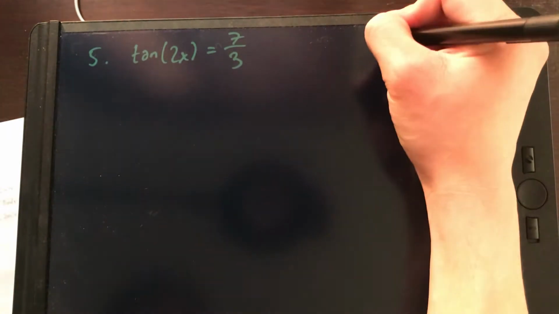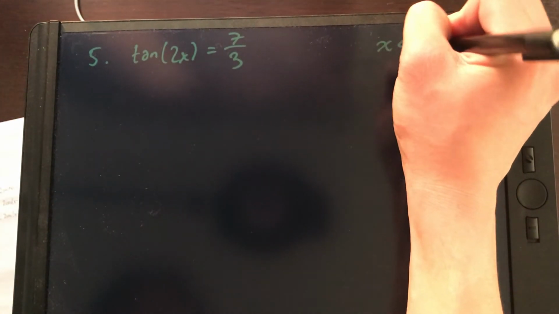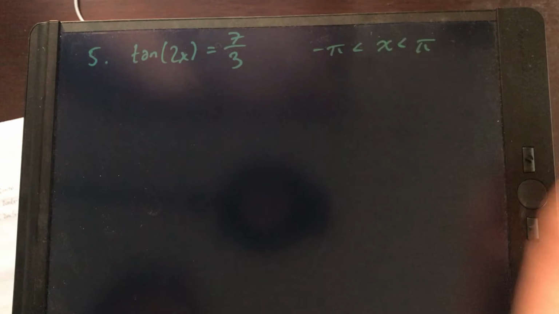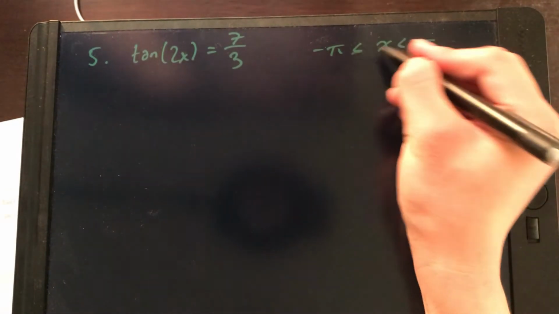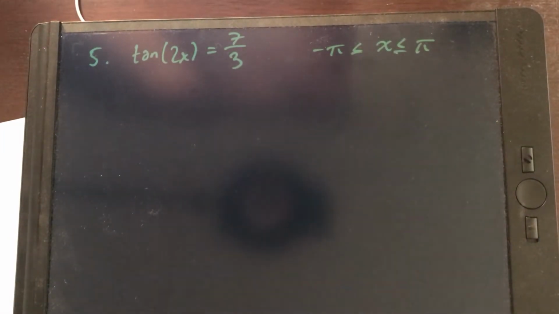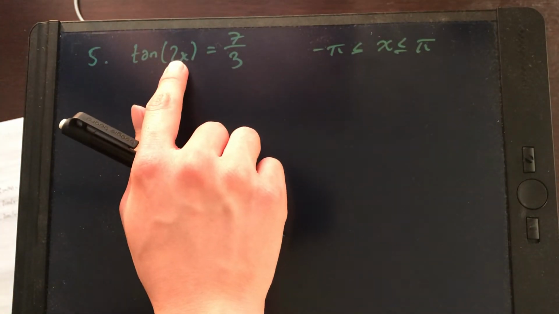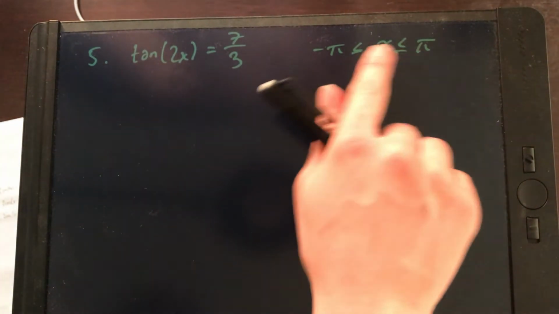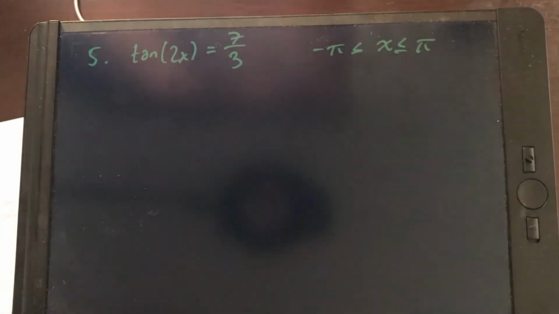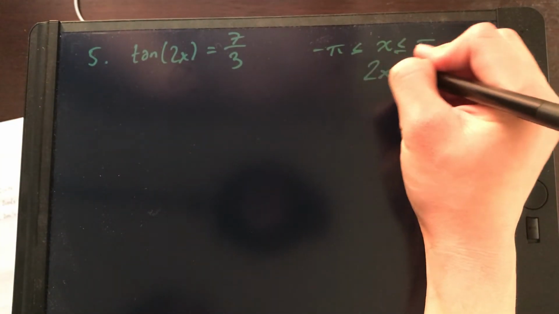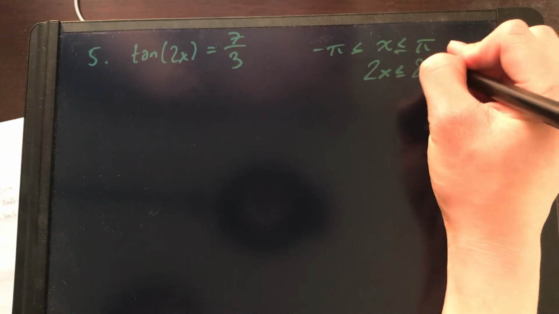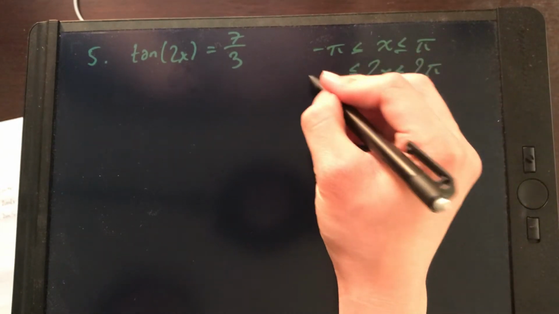Hopefully I've copied it down right. X between pi and negative pi, and including the endpoints. What do we do now? Well, we look at the argument. This is what I do. I look at the argument and I try to transform this inequality to have the argument. That way when we use the unit circle technique, we know exactly what angles are allowed.